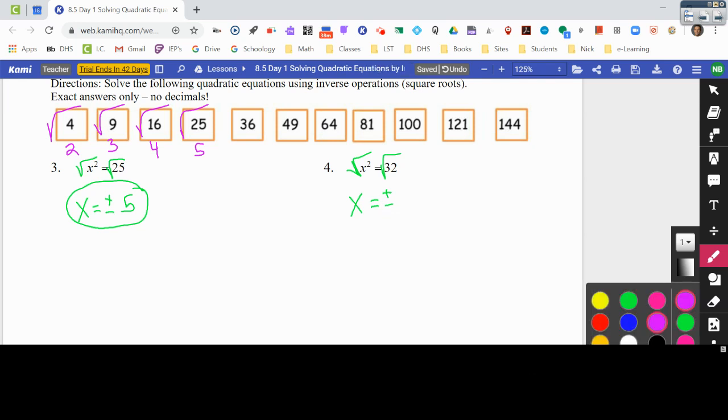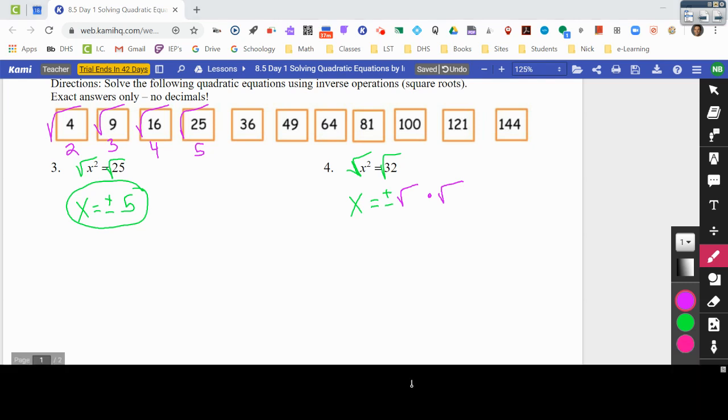And now in this case, the square root of 32, I have to simplify that expression, because 32 is not a perfect square. However, there is a perfect square that is a factor of 32. So this is where I have to break down this square root of 32 into two numbers, or two factors. And I want to find the largest perfect square factor. So in this case, 16 is going to be my largest perfect square factor.